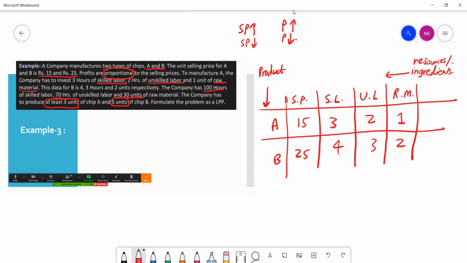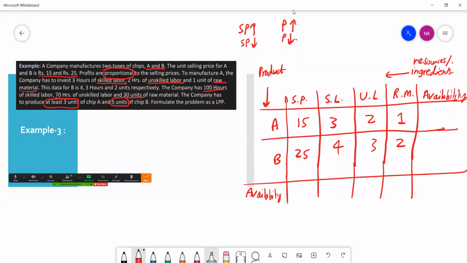The company has 100 hours of skilled labor. So now comes the availability. Let me erase and write the availability in this particular case. The company has 100 hours of skilled labor, so it's 100; 70 hours of unskilled labor, so it's 70 over here; and 30 units of raw material, so it's 30.